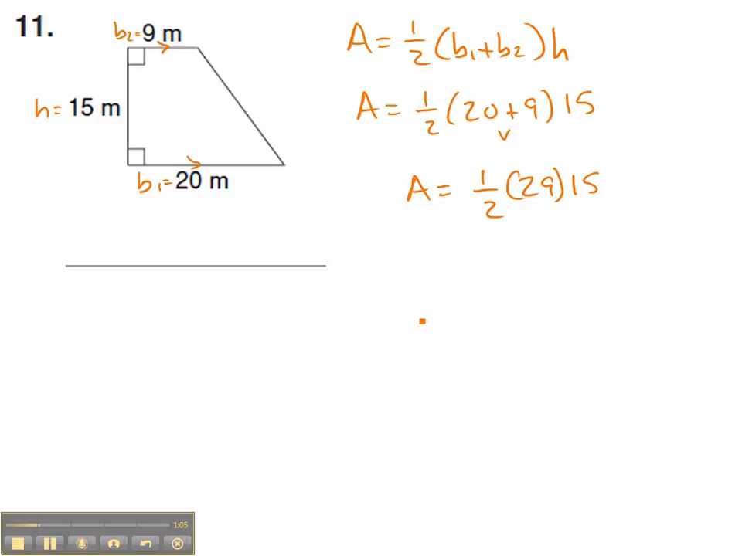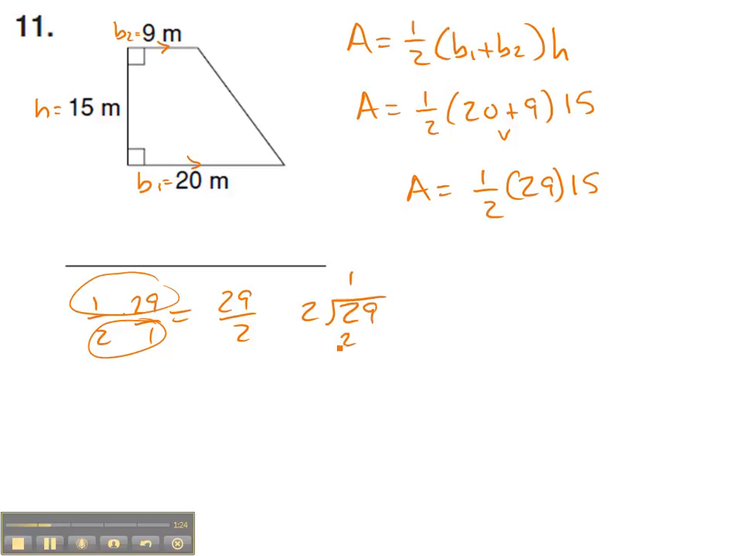Half of 29. You could think of it a couple different ways. 1/2 times 29 over 1. Top times top, bottom times bottom, you get 29 over 2. Or you can just realize that half of something is dividing by 2. So 29 divided by 2.